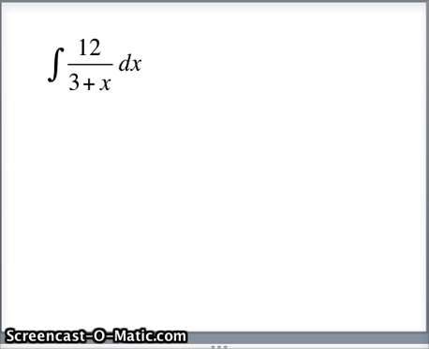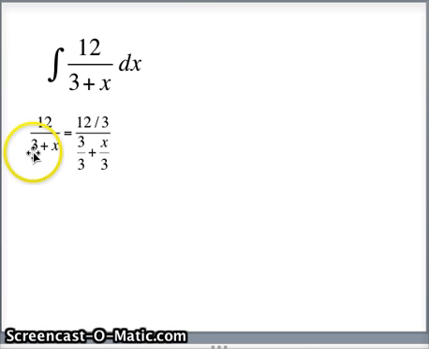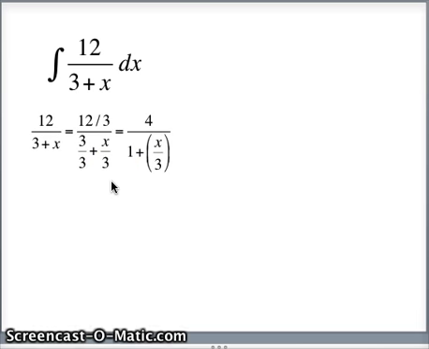So we're starting with 12 over 3 plus x. We want to write it in the form a over 1 minus r. I need to turn that 3 into a 1, so I'll divide the top by 3 and divide the bottom by 3. 12 divided by 3 becomes 4. 3 over 3 is 1, plus x over 3 on the denominator.